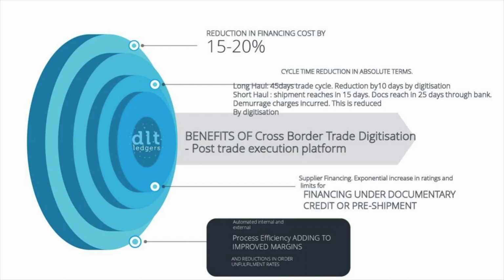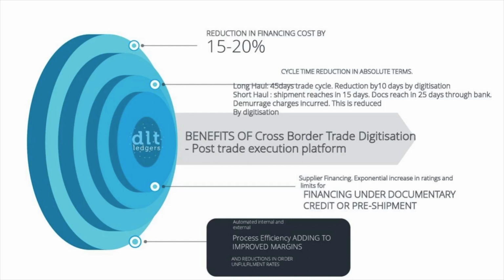Second one is the cycle time reduction in absolute terms. So for example, if it's a long haul, 45 days is a trade cycle. Say a cargo is moving from China to the United States of America, and usually it takes about 45 days to complete that trade cycle. Now with digitization, you're reducing it by 10 days.